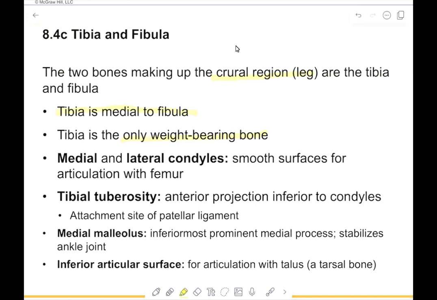So there are medial and lateral condyles on the surface of the tibia that articulate with the femur. On the anterior surface of the tibia, there is a tibial tuberosity, which is an important attachment for the patellar ligament, also for a muscle called the tibialis anterior. Other important structures would be the medial malleolus, which is at the distal end on the medial side of the tibia.